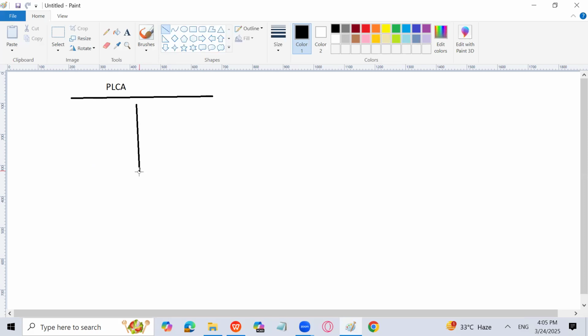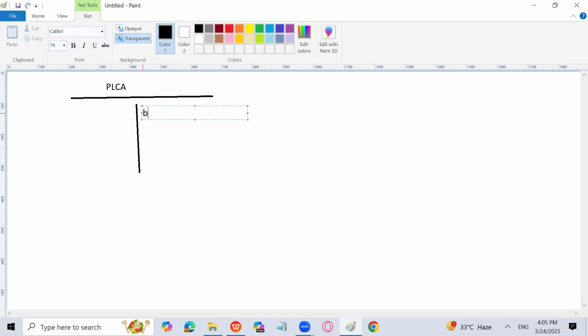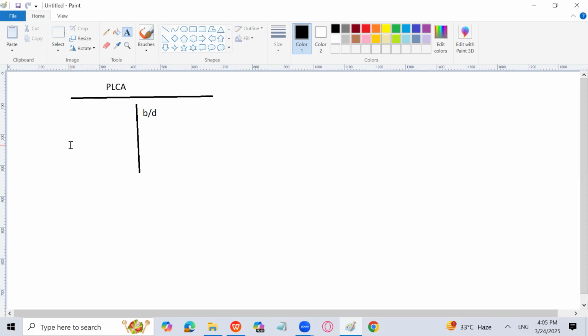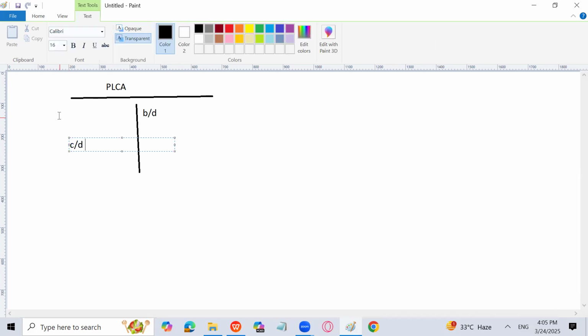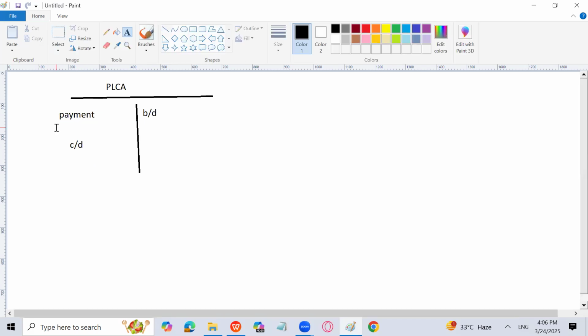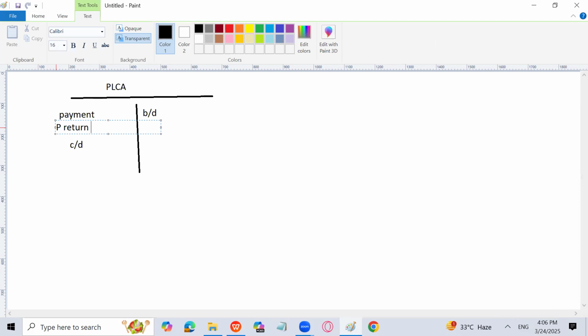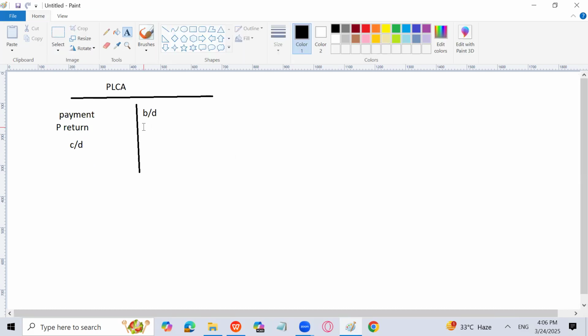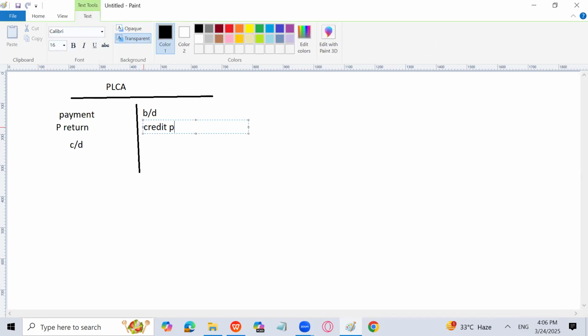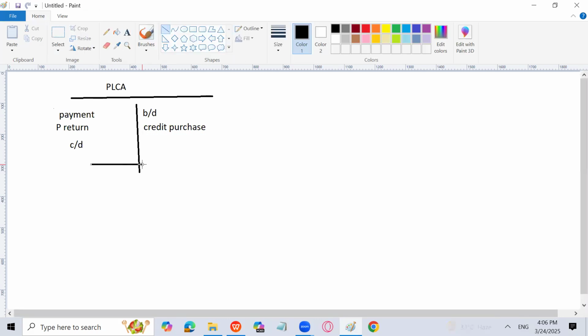Generally, when we prepare the purchase ledger control account, we write balance brought down here, balance carried down here, payment to trade payable here, and if there is purchase return, that will be written on the debit side. Discount received will also come on the debit side, and here I'm going to write the credit purchases. Generally, we total the debit side and subtract the credit side to find the credit purchases. But this has not been asked in this question.